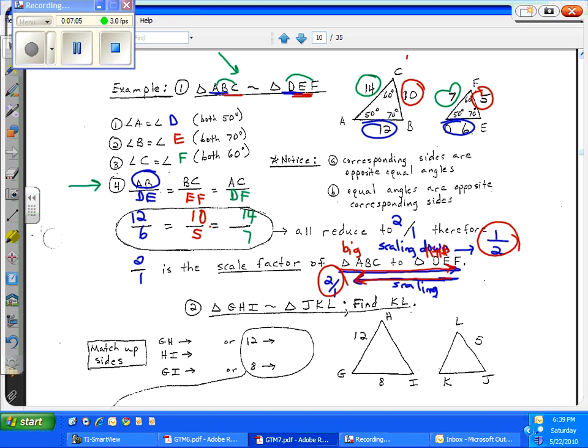In other words, if I wanted to go from the 10 to its corresponding side 5, big to little, I would multiply by the scale of 1/2. Or if I was going from the 6 to that side, I would multiply by the scale of 2 over 1 to get bigger. See? So scaling up, you'd multiply by 2. Scaling down, you'd multiply by 1/2. Any questions on that?